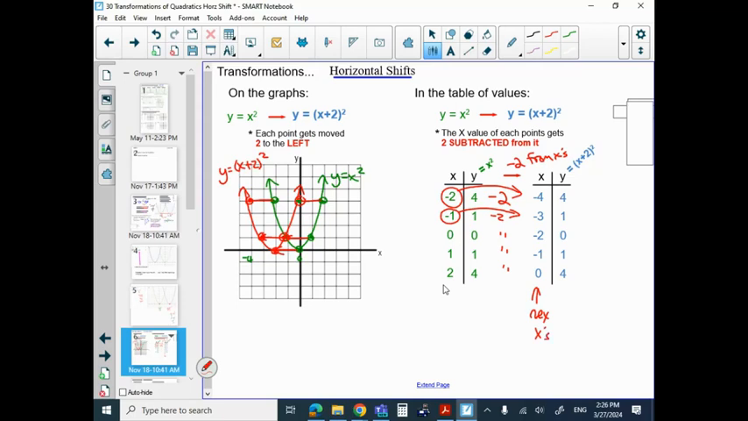And that's different from our other two cases. The other two cases, we're getting new y values. This one, we're keeping those y values, but getting new x values. Okay, so that's the graph and table of values version of the horizontal shifts.